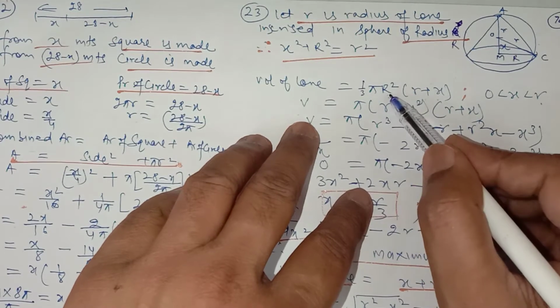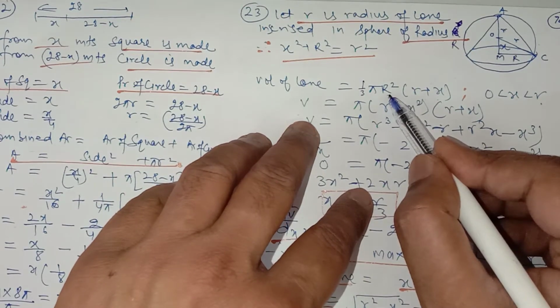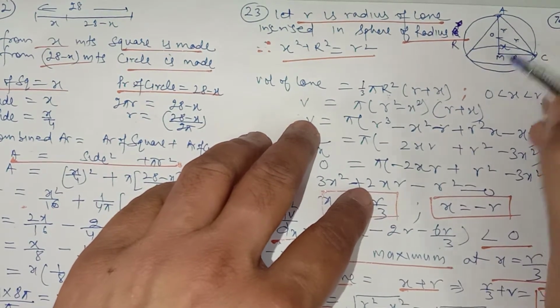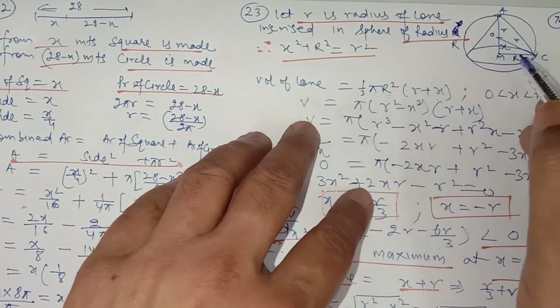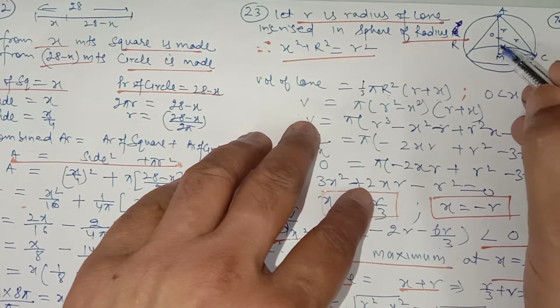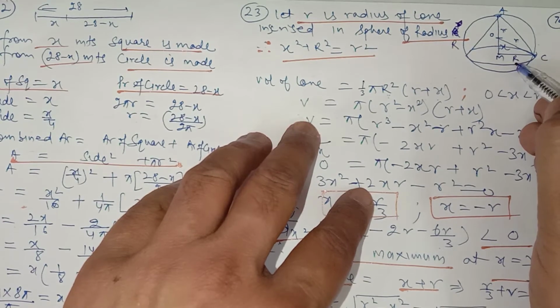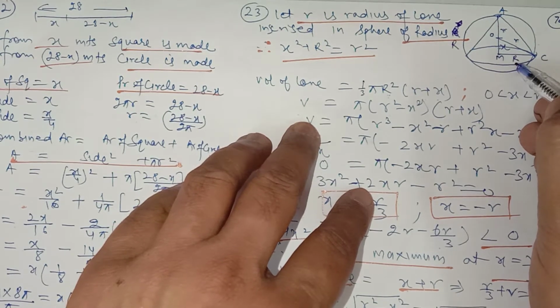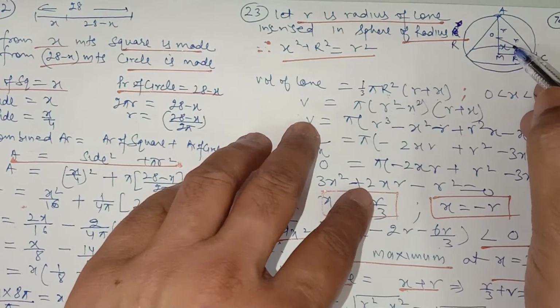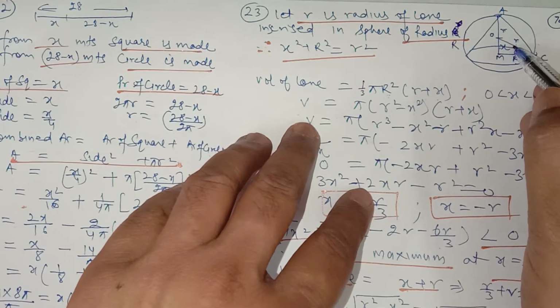Now you can eliminate this R square by putting its value as r square minus x square. Use the Pythagoras theorem here. r square will be equal to x square plus capital R square. Eliminate capital R square as r square minus x square using the Pythagoras theorem.